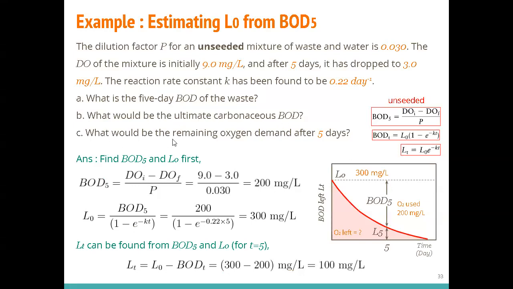Okay, and what would be the remaining oxygen demand after 5 days? So now we find L0, so we can just do simple subtraction. 300 minus 200, that would be 100, right? 100 milligram per liter.